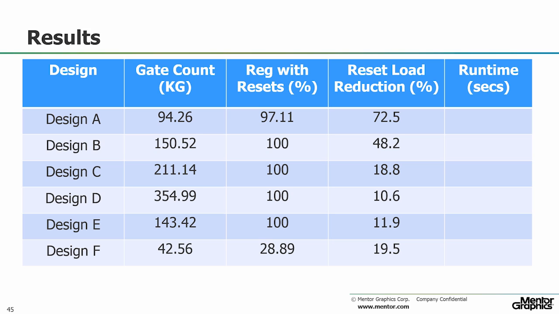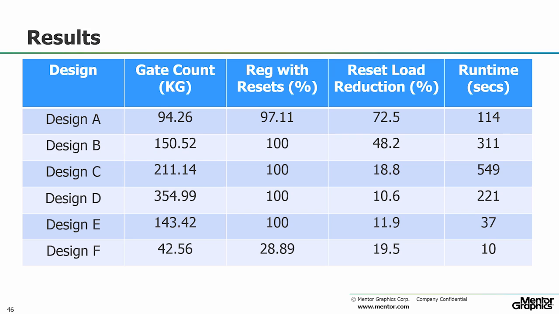We can see as high as 72% reset load reduction from the optimization, which means that out of 100 registers with resets, on average, 72 registers were found to have redundant resets. Please note that the runtime of the solution is well under 10 minutes for a 200K design, which is design C here.